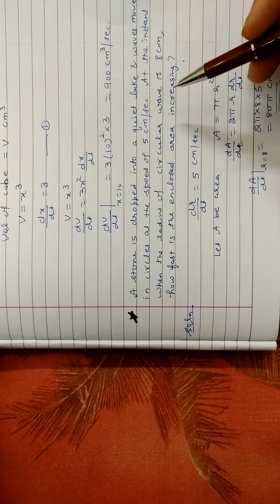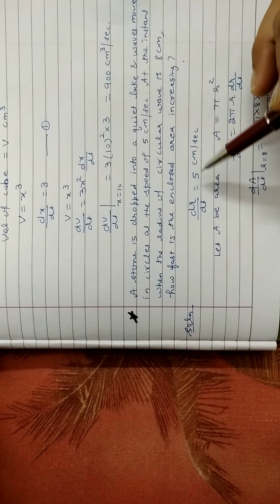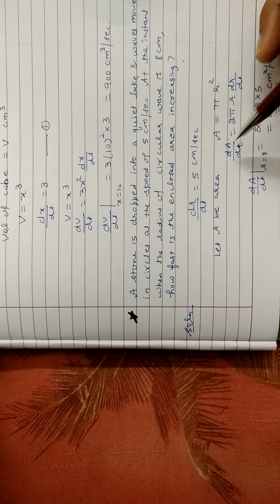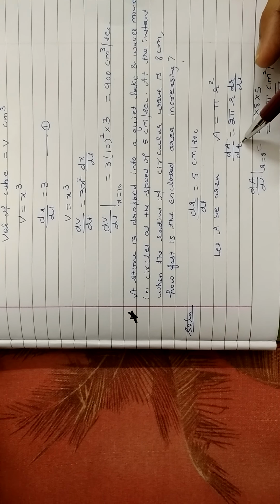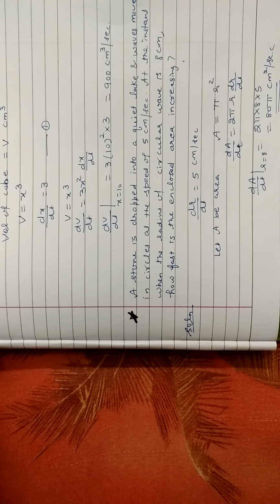So in this way, the rate of change of one quantity is given to you, and you have to find the rate of change of another quantity. Clear? Tomorrow we will do some more questions based on this.